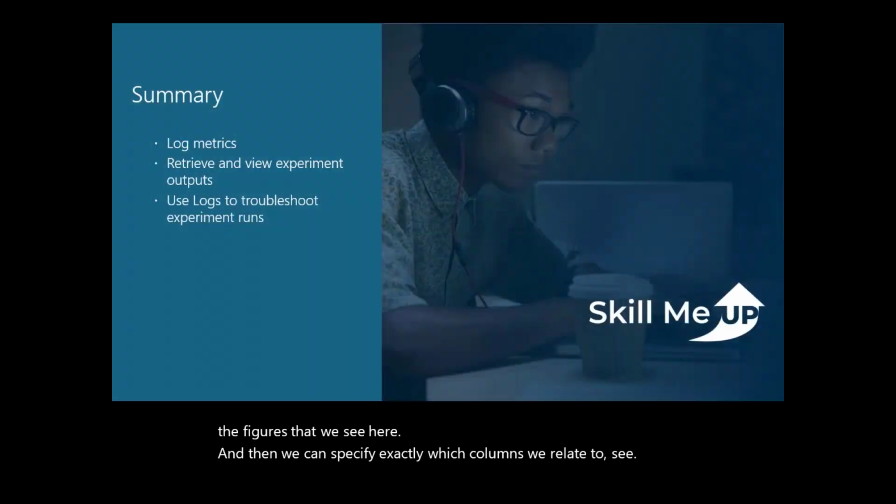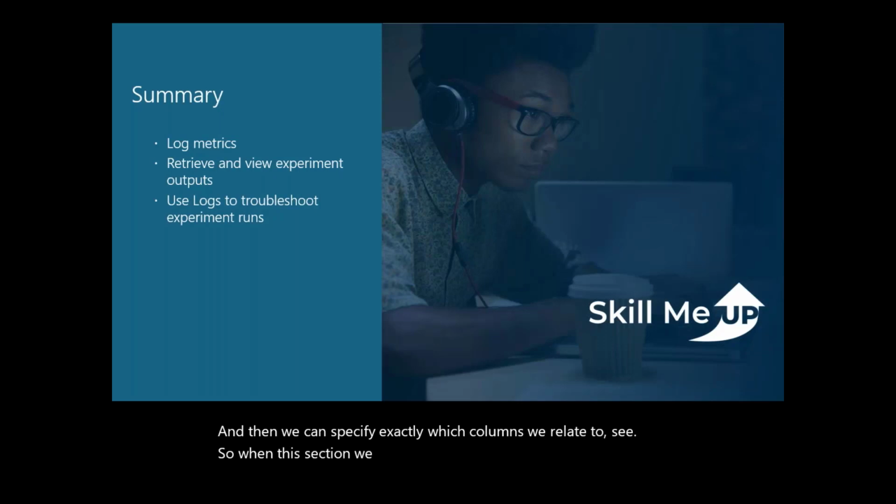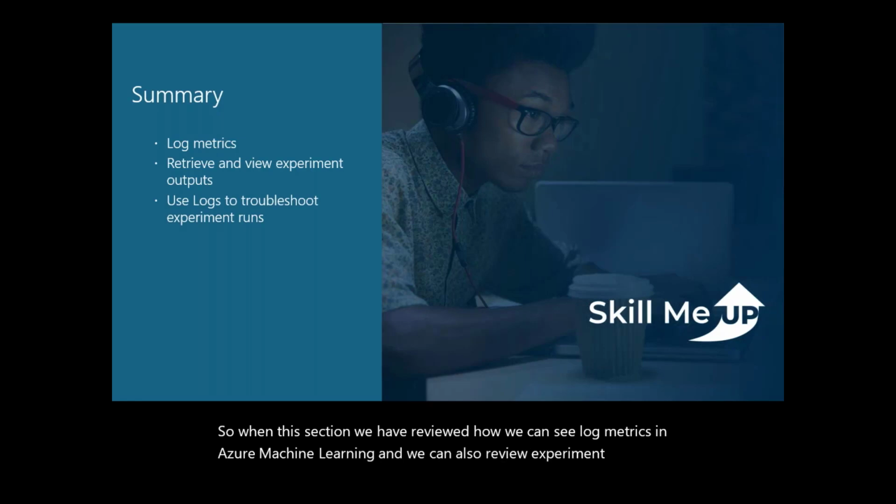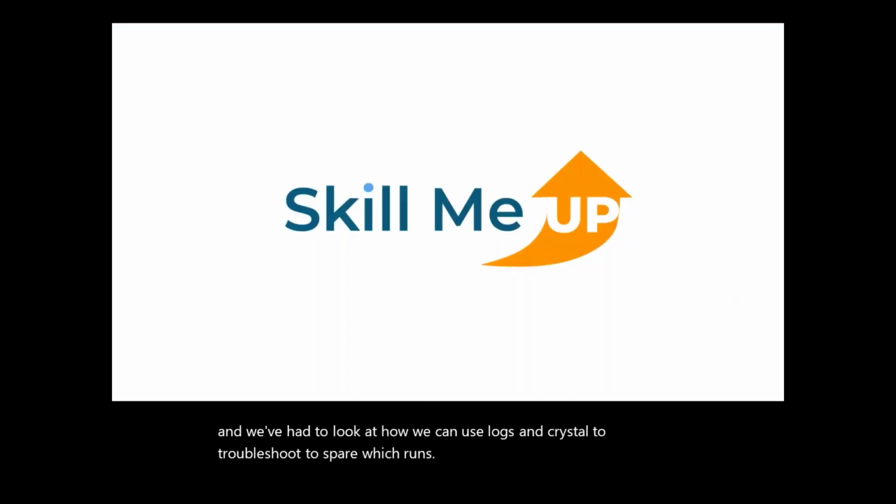So in this section, we have reviewed how we can see log metrics in Azure Machine Learning, and we can also review experiment outputs, and we've had a look at how we can use logs and Kusto to troubleshoot experiment runs. So then, in the final section, we are going to have a look at how we can automate the model training process.